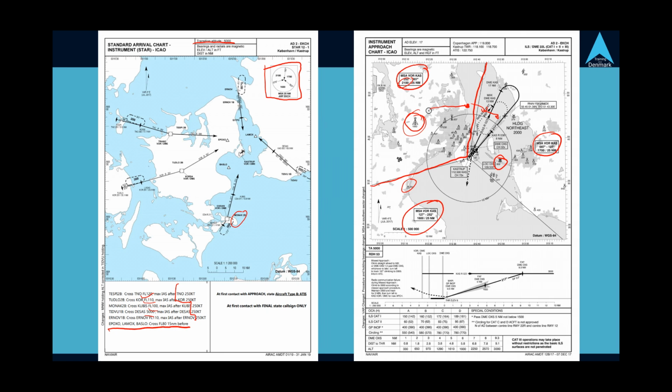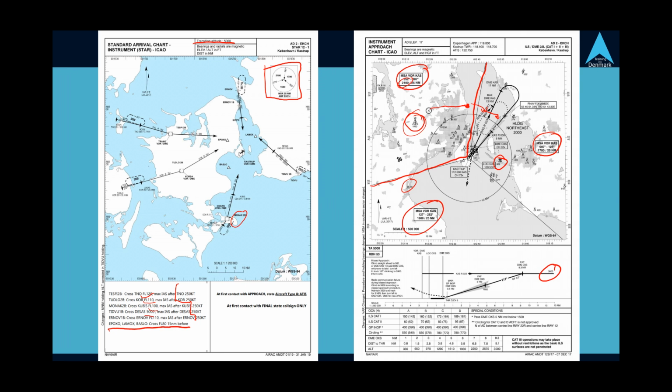Another thing you always want to look at on your charts as well is where does the ILS start? ILS normally starts here, either 3,000 or 2,000. It can be different things. But you want to have an idea of where these start.